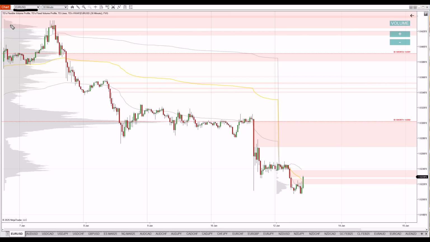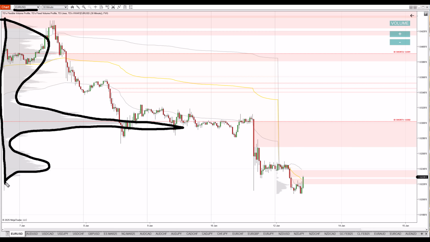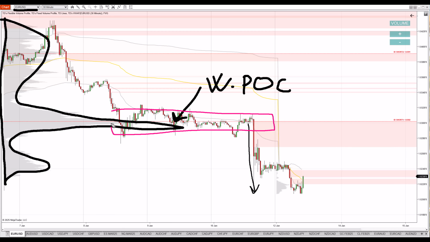If you look at the weekly volume profile, which is this volume profile on the left, this volume profile shows how the volumes were distributed throughout the whole previous week. As you can see, the heaviest volumes were right here, and this is called the weekly point of control. From this weekly point of control, the price made a strong sell-off, right? That means that sellers were building up their short positions in this rotation. They formed this weekly point of control here, and then they pushed the price downwards.